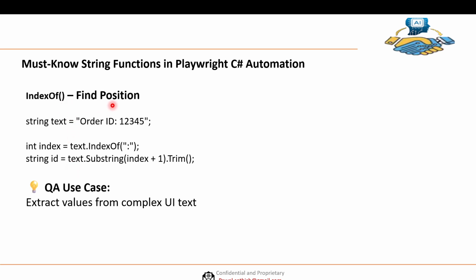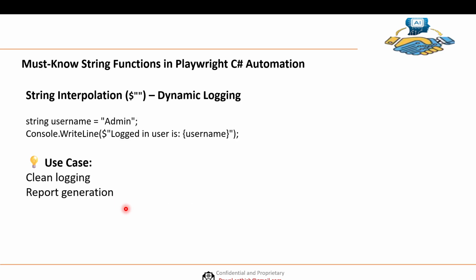Then IndexOf, okay, it will find the position. So now suppose I capture this string, order ID colon 12345, and after that I want to find out the position of the colon. Okay, then we'll use the IndexOf colon. Okay, and after that if I want to print the 12345, then in that case we'll just use the Substring method, with index plus 1 and Trim. Okay, it will extract the values from the complex UI text. Okay, so this way we'll do it.